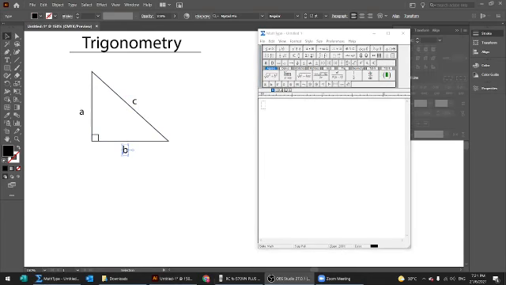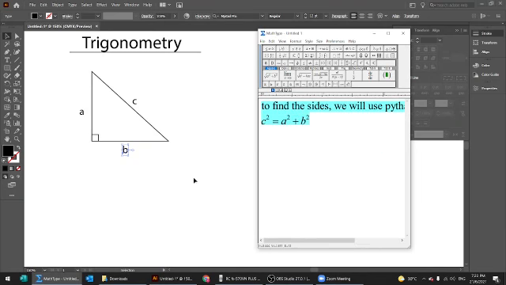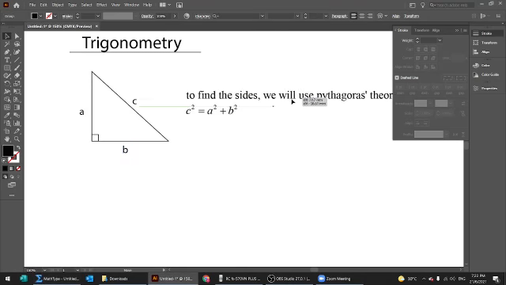What is it called again? We use it to find the sides. Pythagoras. Yes, Pythagoras theorem. So it will be C squared equals A squared plus B squared. That is for sides only, which means you want to find a side.